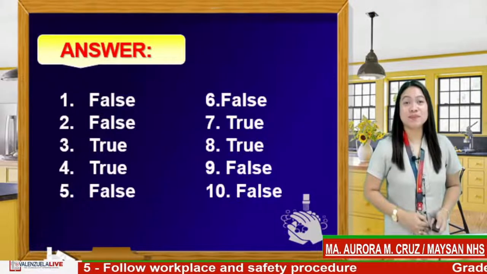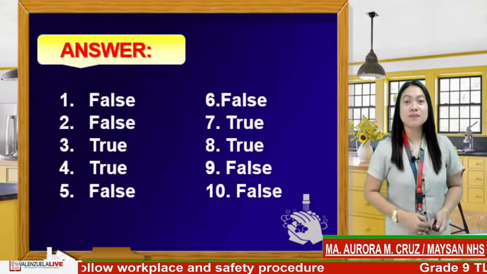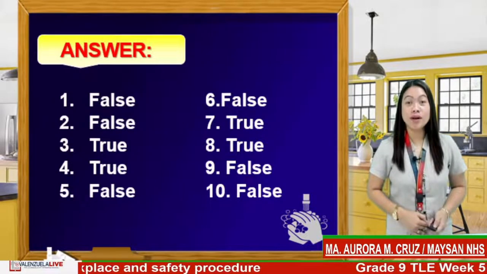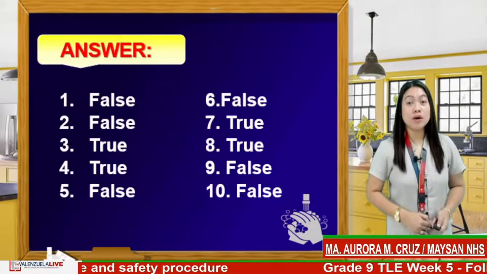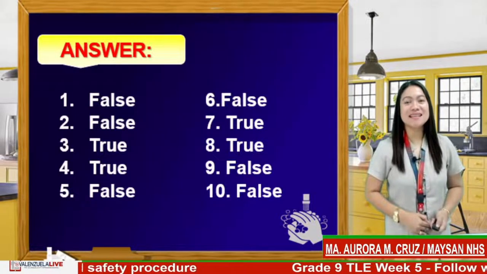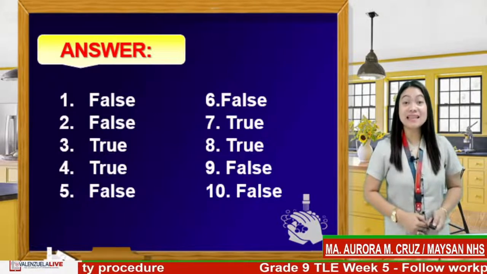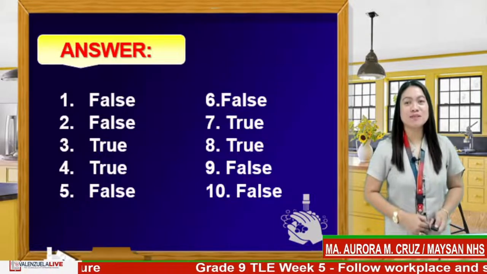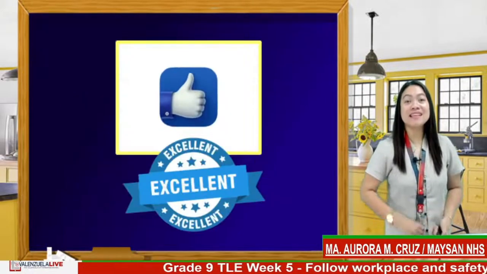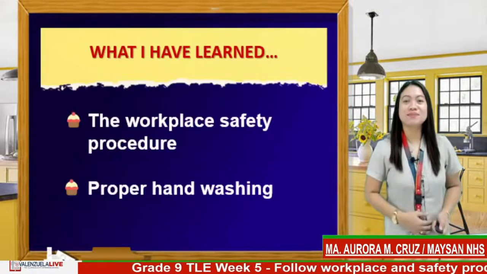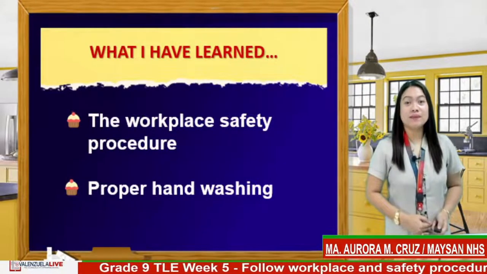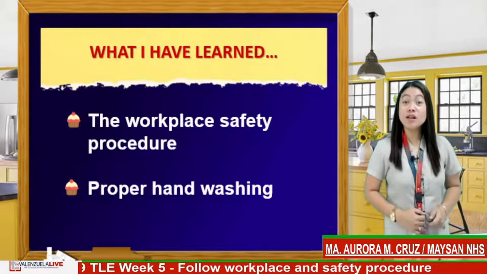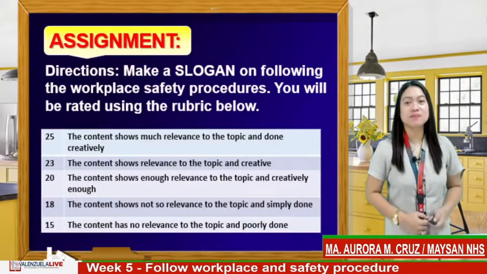Let us answer. Number 1, false. Number 2, false. Number 3, true. 4, true. 5, false. 6, false. 7, true. 8, true. 9, false. And 10, false. If you got a perfect score, excellent learners! What have you learned today? The workplace safety procedure, and also the proper hand washing.